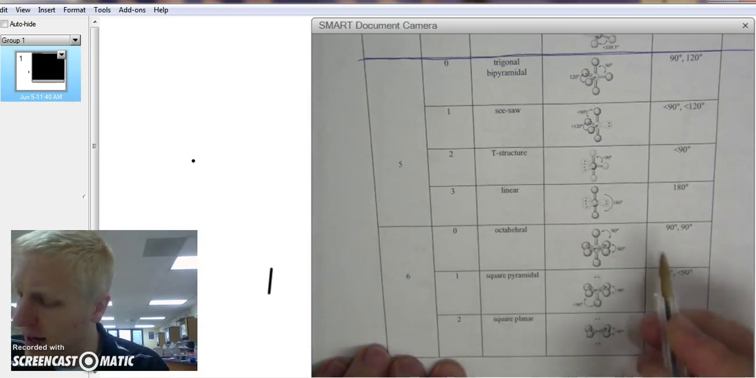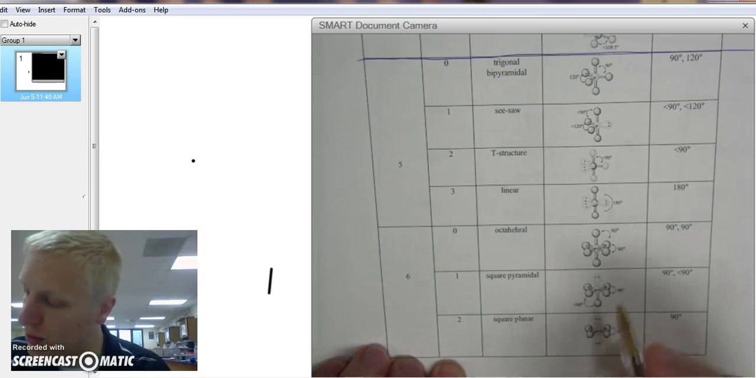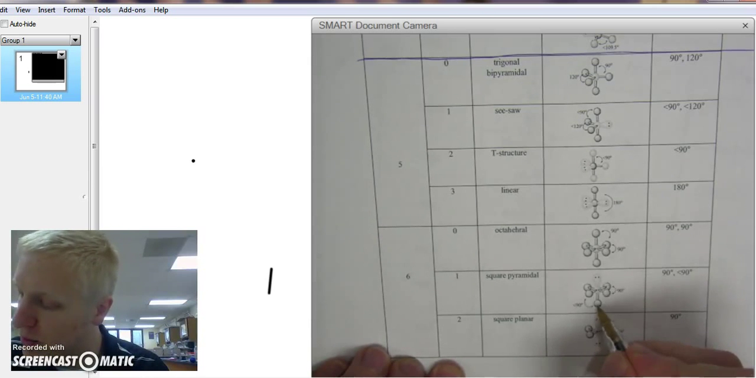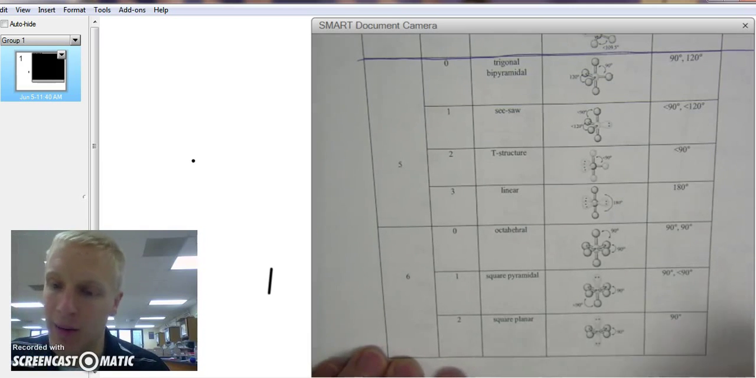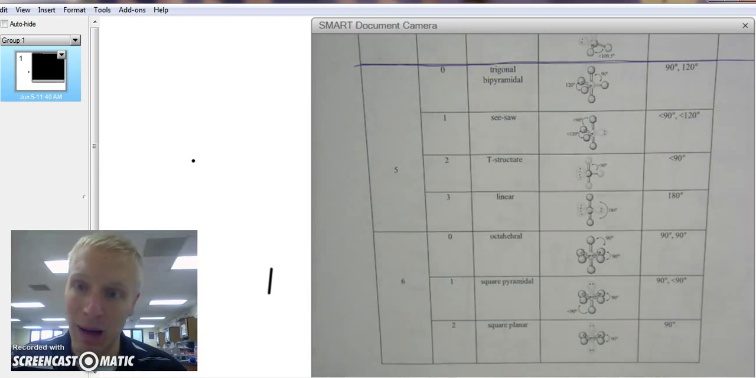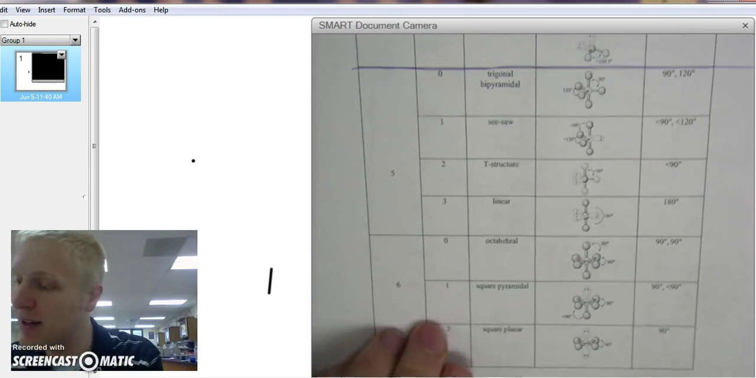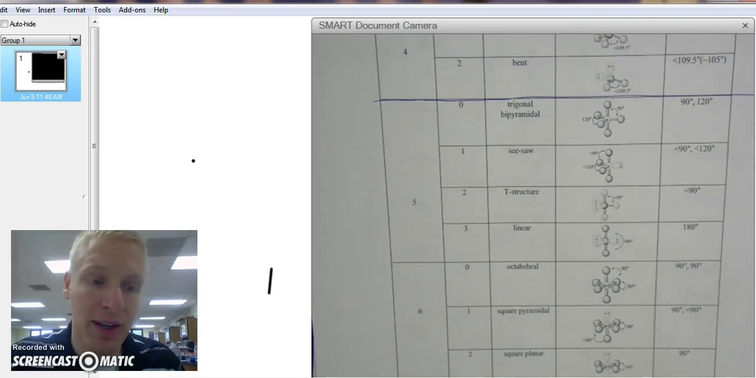Alright, and then we have octahedral that has 1, 2, 3, 4, 5, 6 outer atoms, 0 lone pairs, square pyramidal 1, 2, 3, 4, 5 outer atoms, 1 lone pair, and square planar 1, 2, 3, 4 outer atoms, 2 lone pairs. So, you're going to have to know these shapes. A lot of this is just memorization. That's the tricky part. If you memorize it, you'll be fine. If you don't memorize it, it's going to be a little tricky.